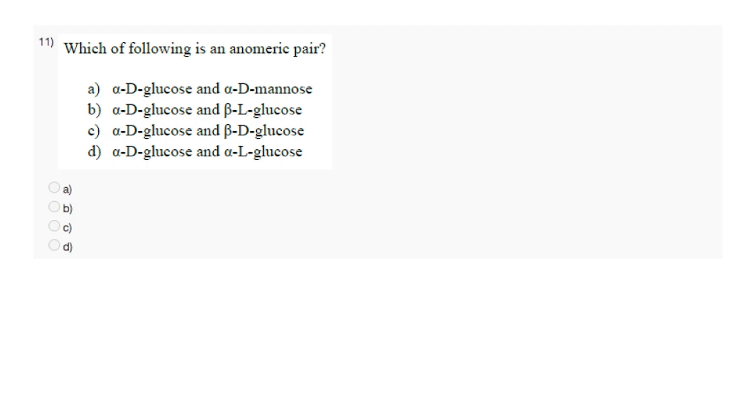Which of the following is an anomeric pair? Alpha D glucose and alpha D mannose, alpha D glucose and beta L glucose, alpha D glucose and beta D glucose, alpha D glucose and alpha L glucose. Option C is correct: alpha D glucose and beta D glucose are the anomeric pair.